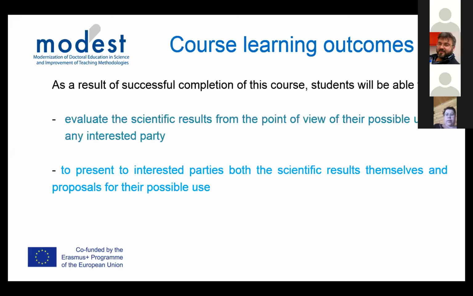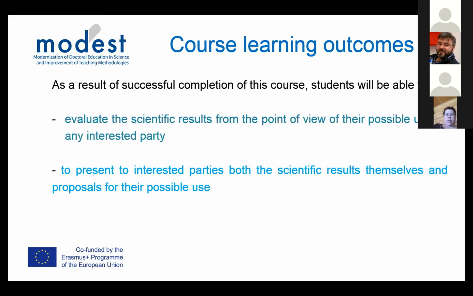As a result of successful completion of this course, students will be able to, first, evaluate the scientific results from the point of view of their possible use by any interested party, and second, present to interested parties both the scientific results themselves and proposals for their possible use. The learning outcomes must match the Dublin descriptors for the third cycle of higher education.